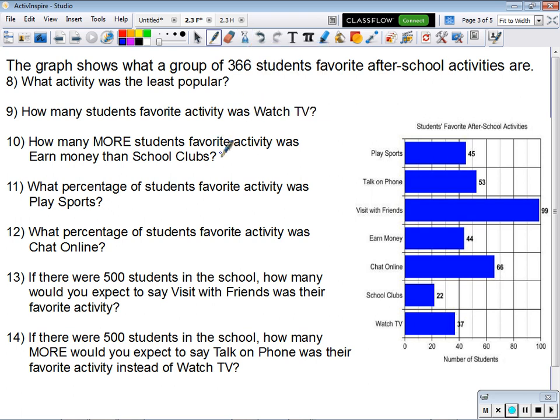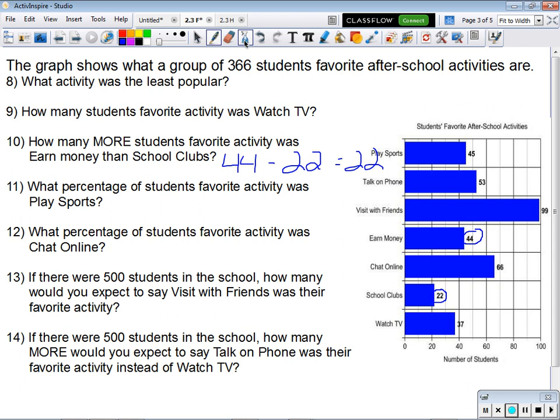For number 10, how many more students' favorite activity was earn money rather than school clubs? So 44 students said their favorite activity was earn money. Only 22 said that their favorite activity was school clubs. So to find how many more, I would just do 44 minus the 22. And the answer to that would be 22. So that's the answer for number 10.